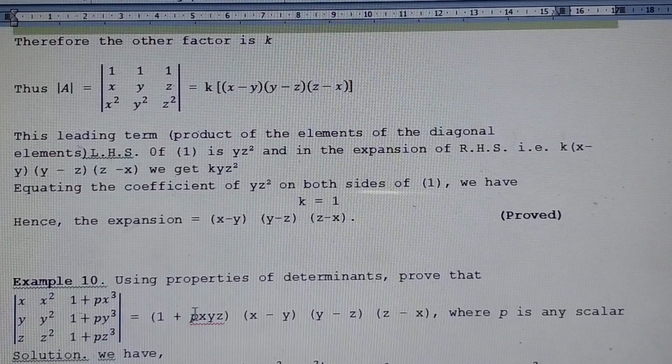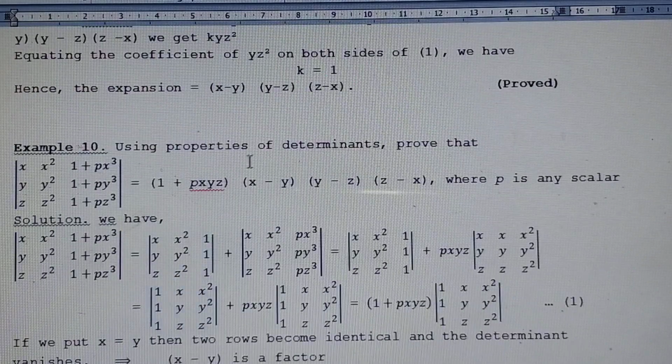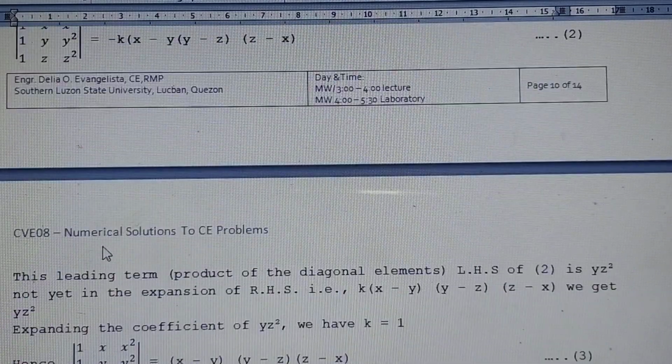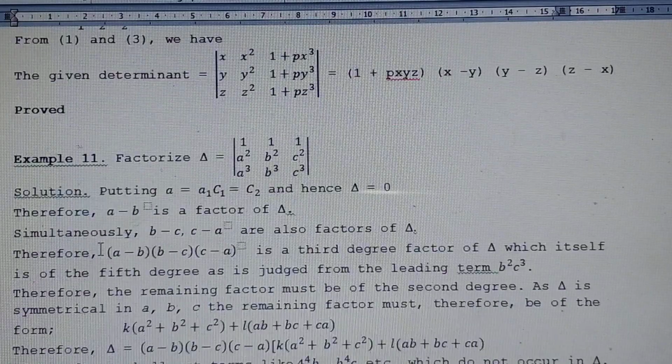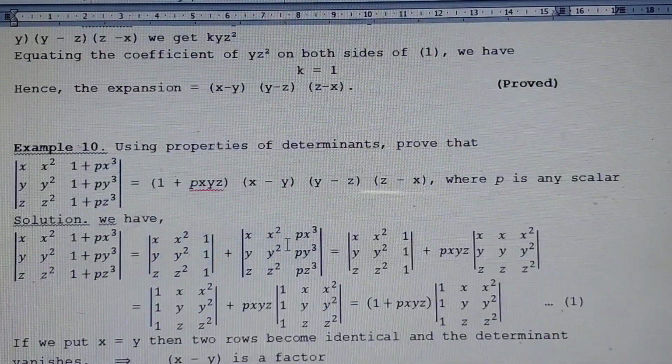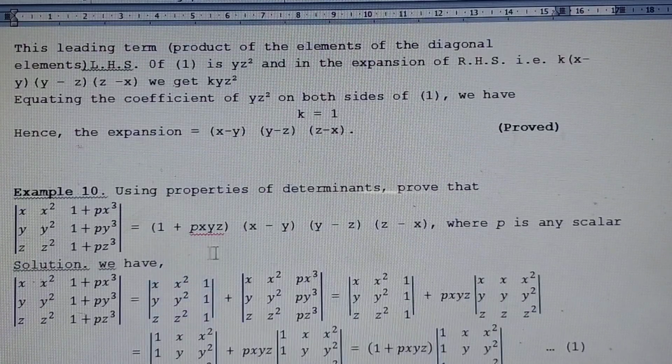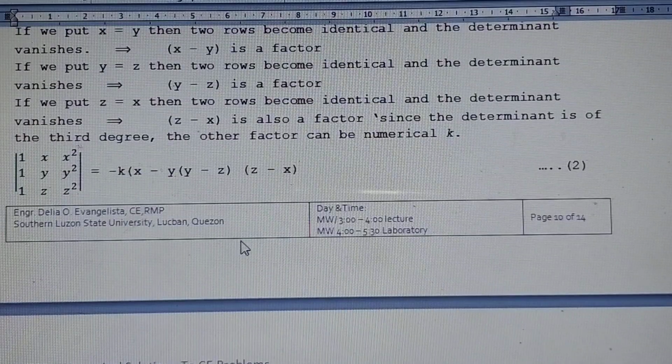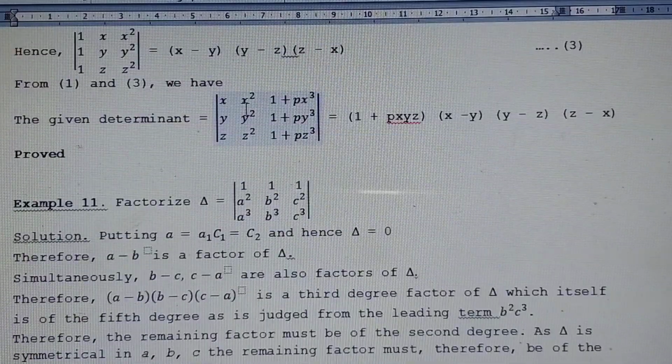So, itong number 10, kayo na lang mag-review nito. Kasi ang i-explain ko ay itong number 11. Kasi itong number 10, ito ay application ng property number 5. Yung kapag minultiply ang isang column, then add to it, nagkakaroon siya ng identical. Ayun, susundan nyo lang. Yun, para matuto naman kayong mag-analyze.